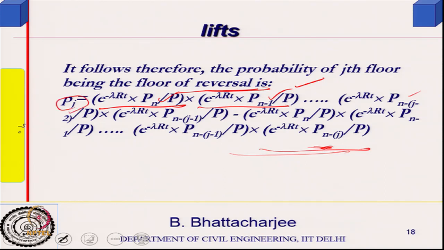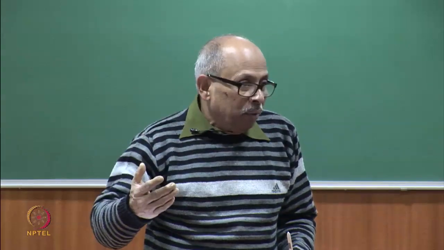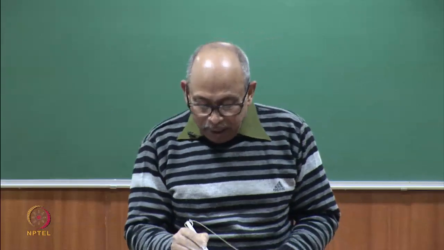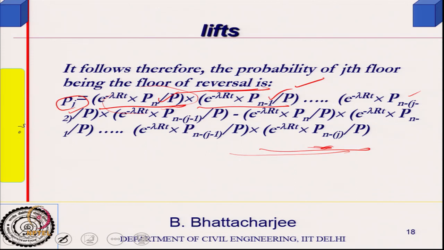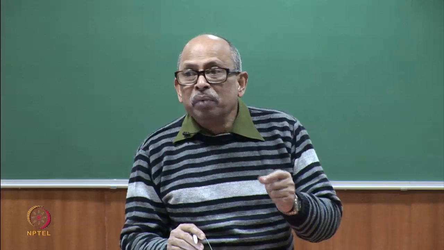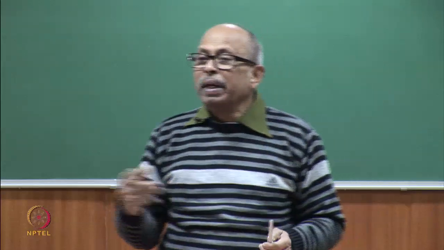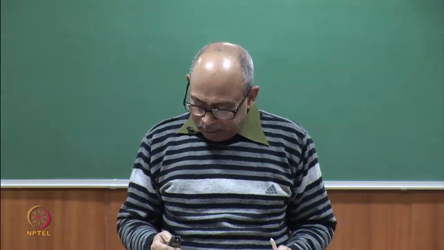This is not finding anyone one floor above the jth floor. So, P j stands for the probability of not finding anybody above the jth floor, because this is the probability of not finding anybody in the nth floor, this is the probability of not finding anybody in the n minus 1th floor, that is the floor just below the top floor, and so on up to one floor above the jth floor. So, this is the probability of not finding any person above the jth floor. This is multiplied by j, the probability of the jth floor being the floor of reversal, right, and sum it up for all the floors, then you will get the expected floor of reversal.